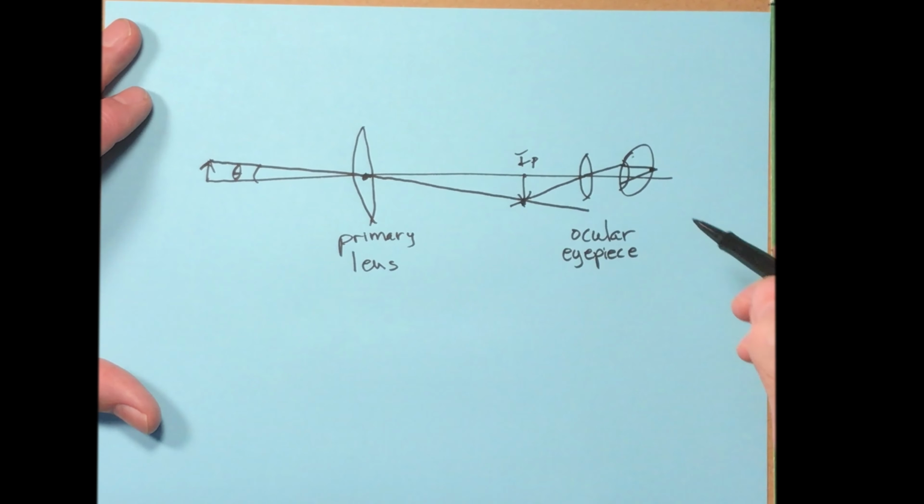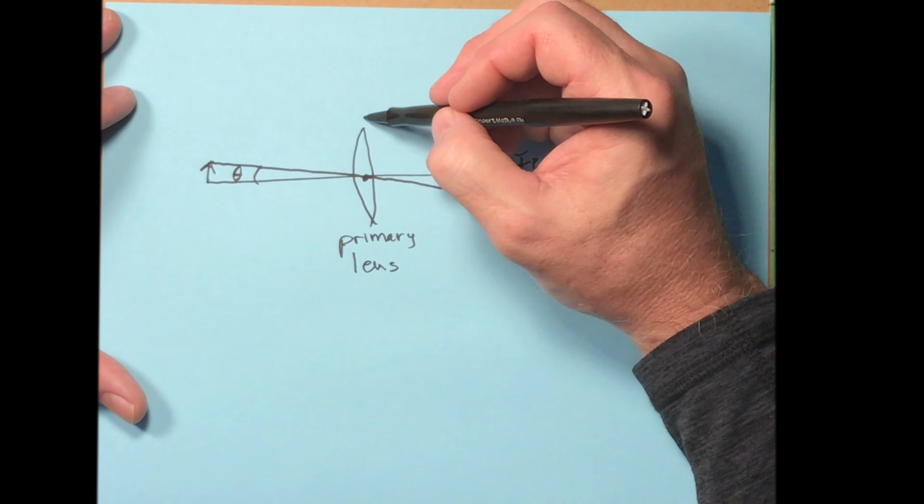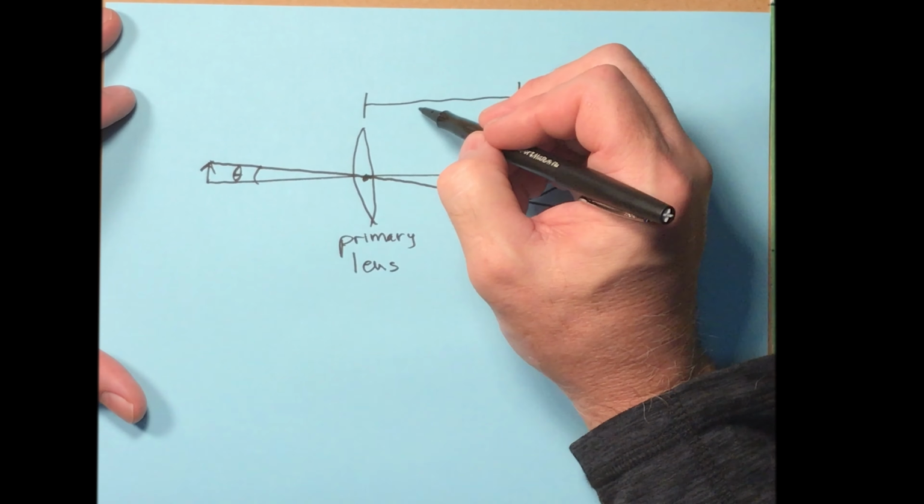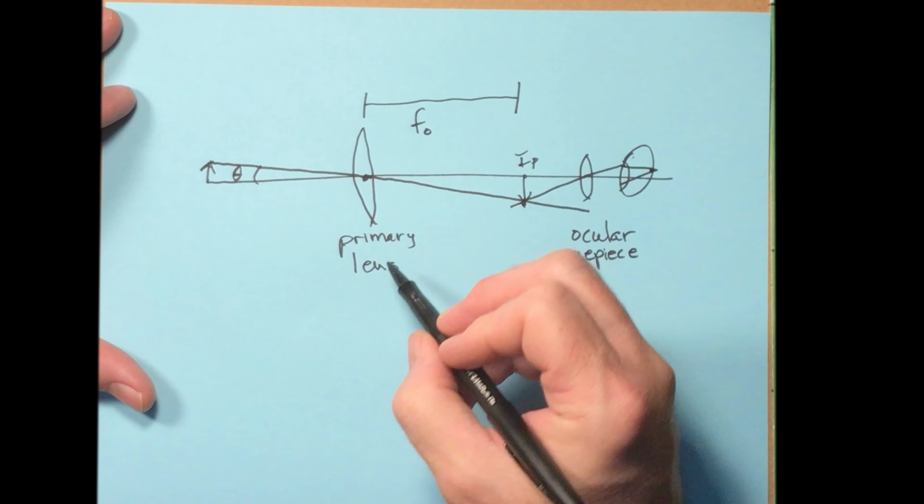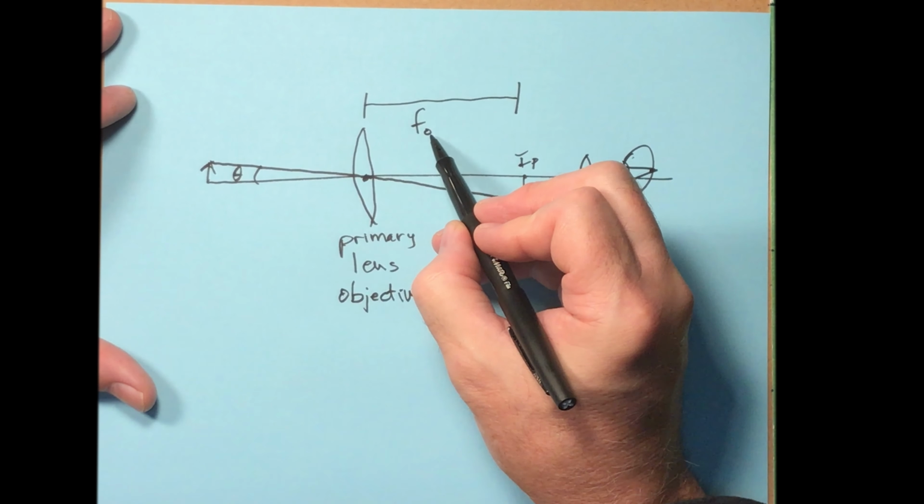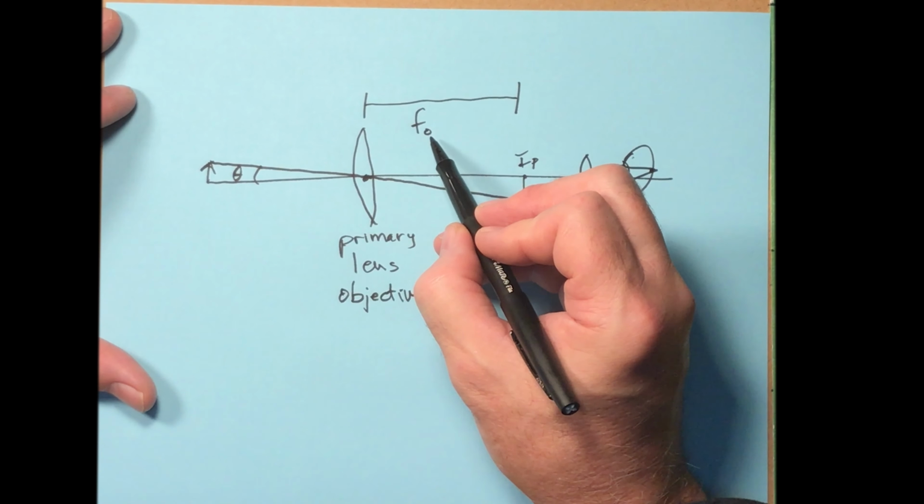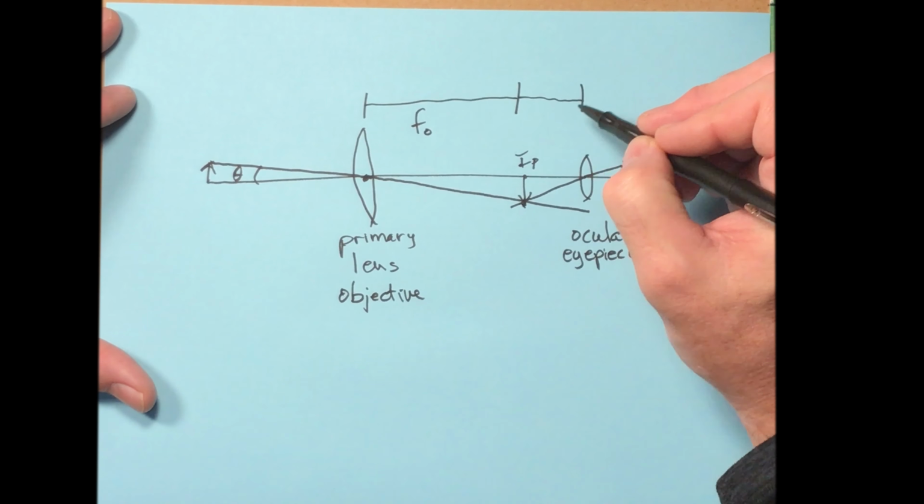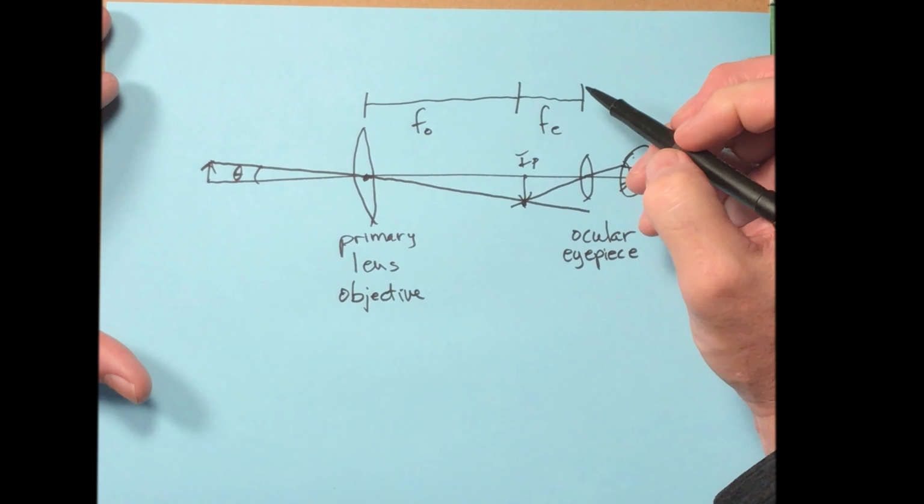Okay, so here's the idea here. You have some focal length for this primary lens. Let's call that F sub O. The primary is sometimes called the objective. That's why the O is there. That's the focal length of the objective, divided by the focal length of the eyepiece.